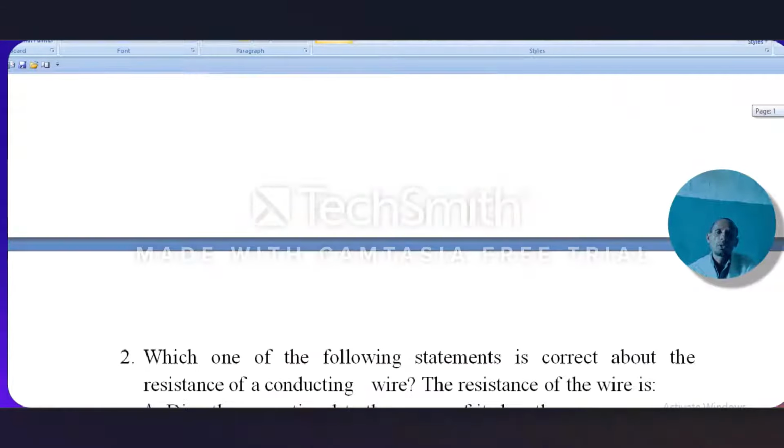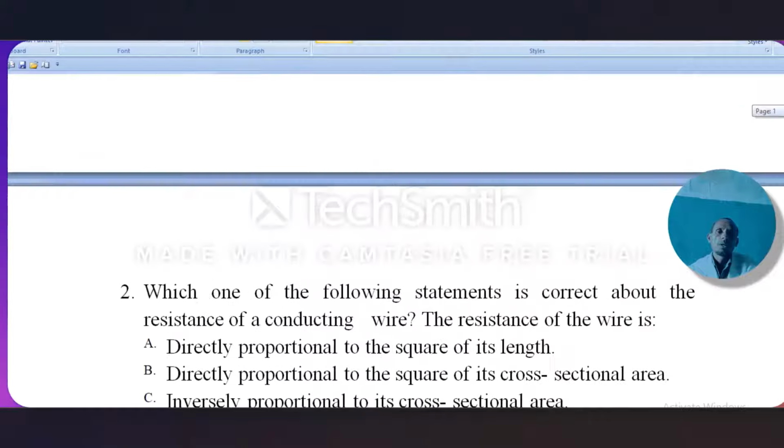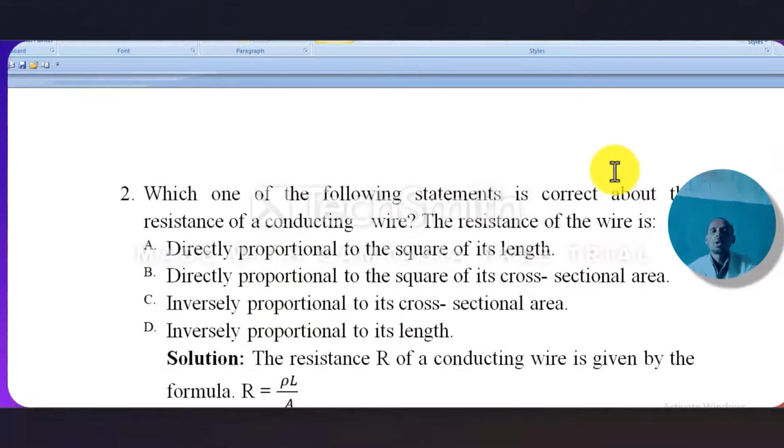When we come to the next question, question number 2. Which one of the following statements is correct about the resistance of a conducting wire? The resistance of a wire is: choice A, directly proportional to the square of its length; choice B, directly proportional to the square of its cross-sectional area; choice C, inversely proportional to its cross-sectional area; choice D, inversely proportional to its length.